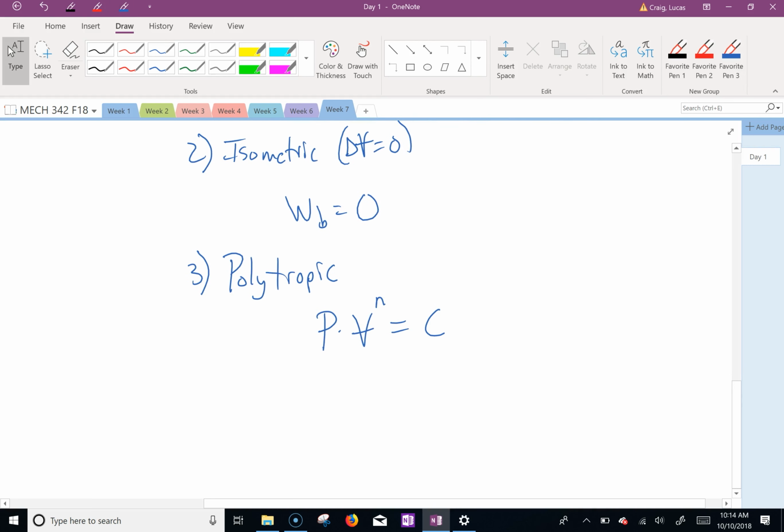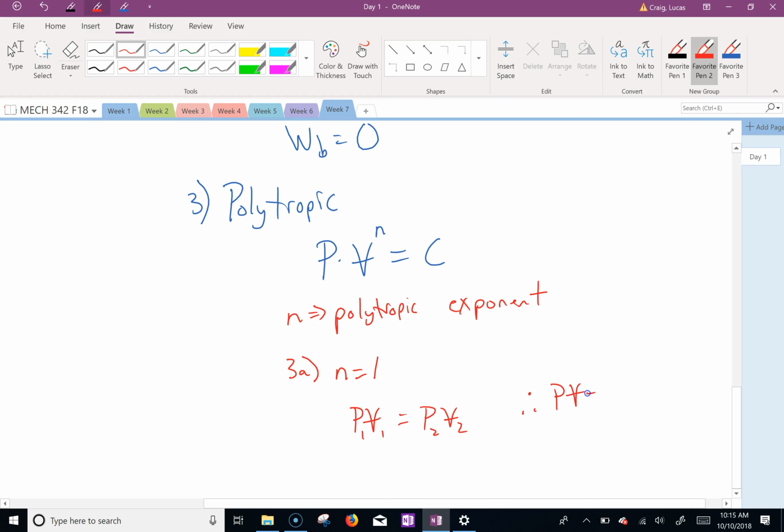Now here you have case 3a, if n equals 1, that states that P1V1 equals P2V2, or really, PV equals a constant. All right. So if we go from one state to the next state, P times V have to equal each other because n equals 1. It's a constant. That number is always going to be the same if we go from the first state to the second state to the third state and so forth.